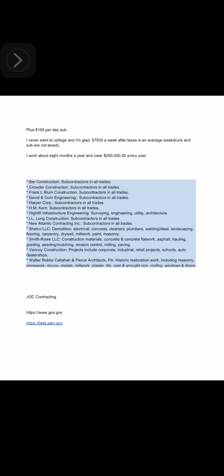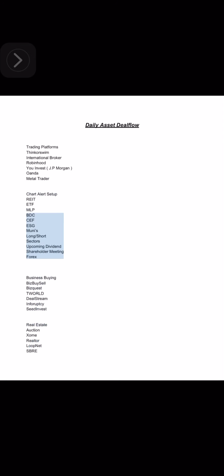Daily asset deal flow. Trading platforms: Thinkorswim, International Broker, Robinhood, You Invest, JP Morgan, On the Metal Trader. Chart alert setup. REIT, ETF, MLP, BDC, CEF, ESG, Munis. Long, short, sectors. Upcoming dividend, shareholder meeting. Forex. Business buying: BizBuySell, BizQuest, World Deal Stream, Info Up, SeedInvest. Real estate auctions.